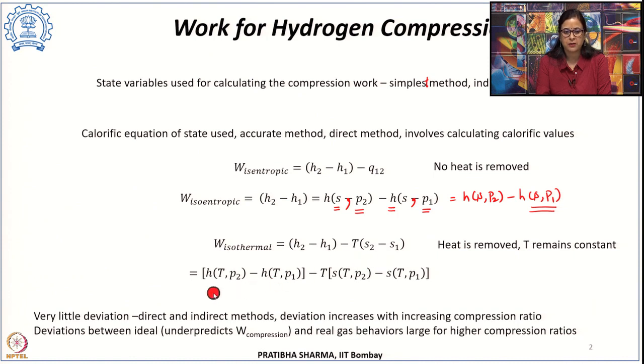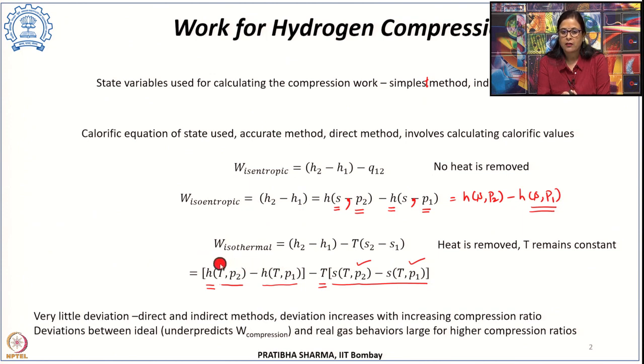Thus, we can rewrite this expression as, since the temperature remains constant and enthalpy is a function of both temperature and pressure, the enthalpy of the gas in a state where the temperature is T and pressure is P2 minus enthalpy when the temperature is T and pressure is P1 minus the temperature T times the difference in the entropies in the two states, temperature T, pressure P2 and temperature T, pressure P1. So, this is how we can calculate using the direct method the isoentropic and isothermal work of compression.